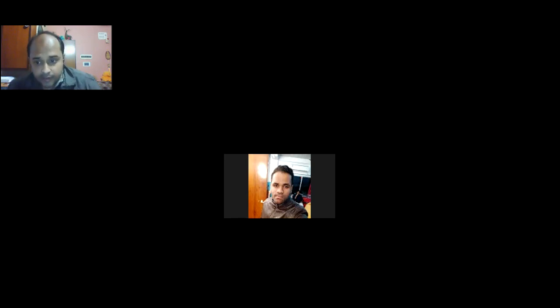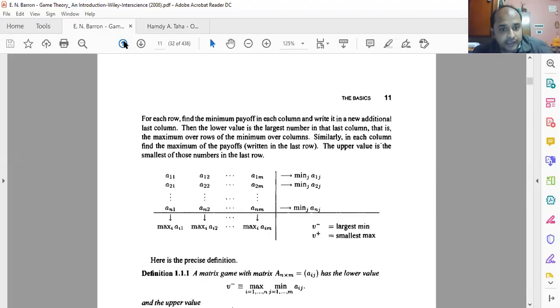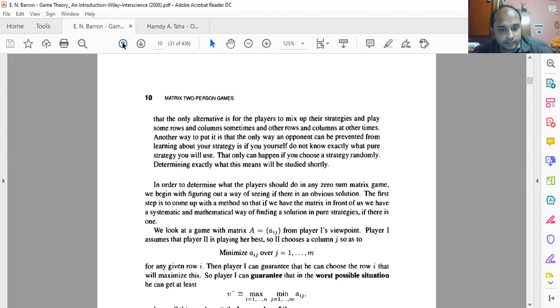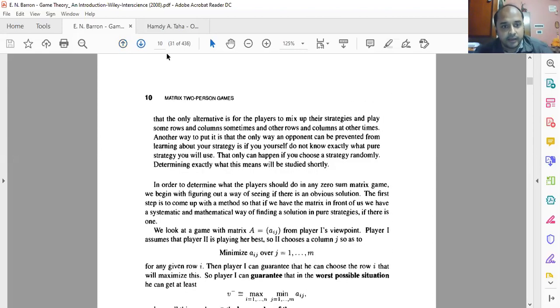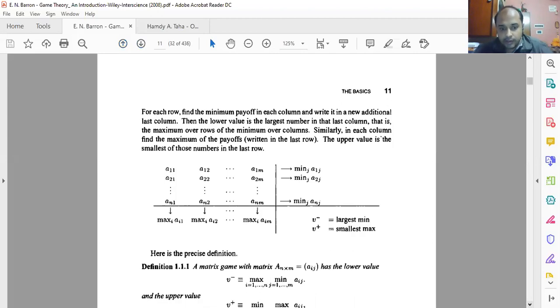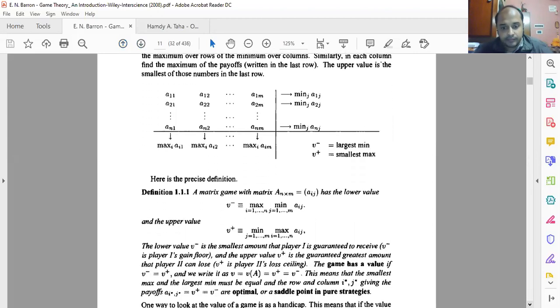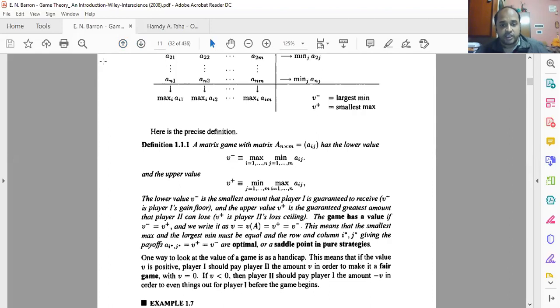Okay, now you do one thing. Before you write question number 2, you write this part, page number 11. You write this definition. I am reading it out for you.